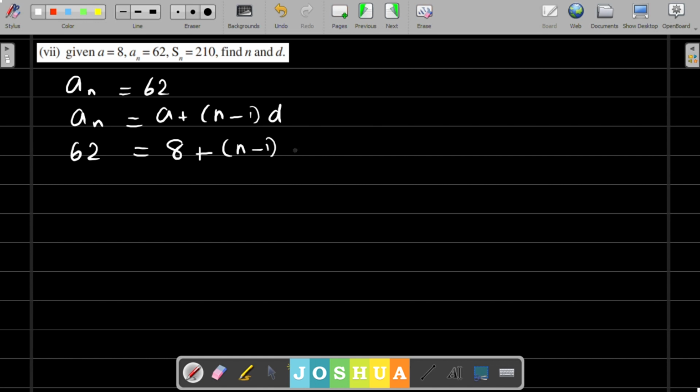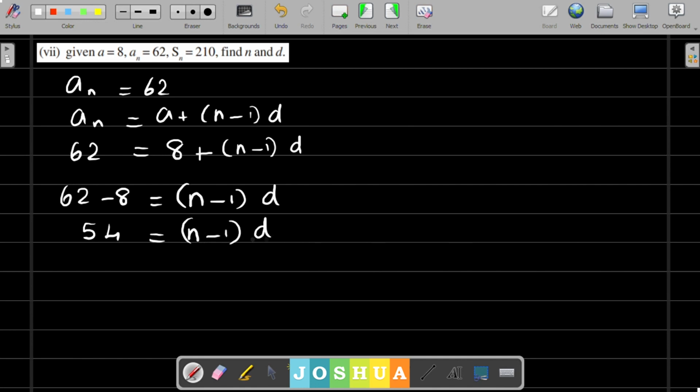Or we put it another way, bring 8 to the other side. 62 minus 8 is equal to n minus 1 times d. Okay, so in this case, the answer is 54 is equal to n minus 1 times d. Okay, keep the value as it is. Now we have the next option, Sn.